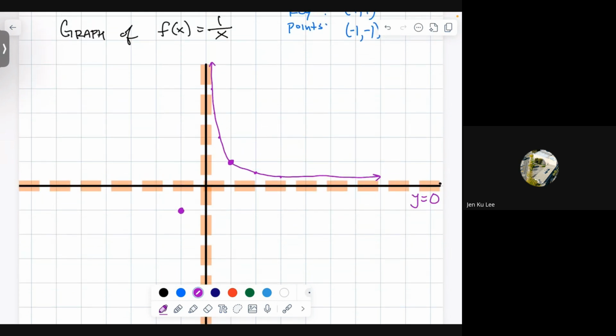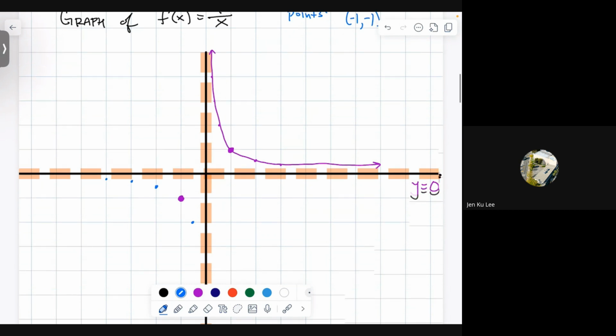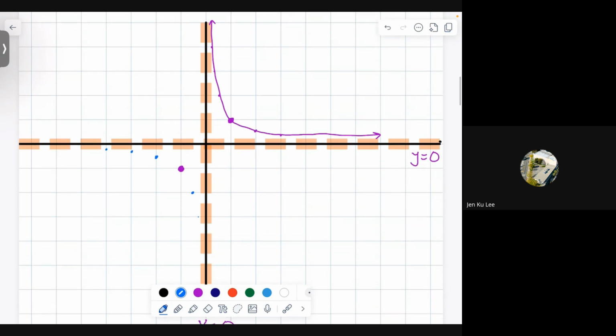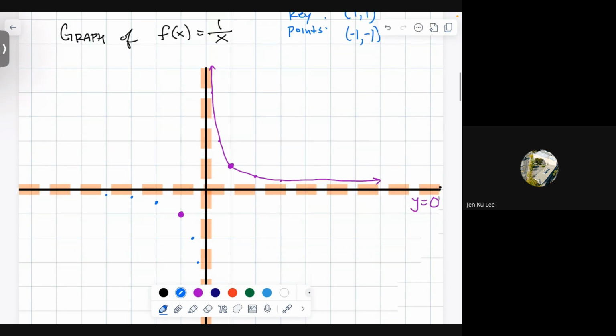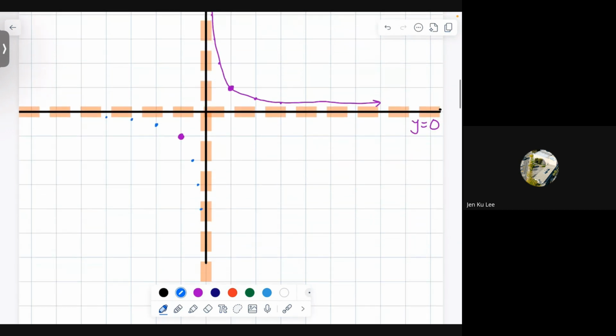And what if I plug in negative 2? What would I get into my function? Negative 1/2. If I plug in 3, negative 1/3. If I plug in 4, negative 1/4. If I plug in negative 1/2, I get negative 2. If I plug in negative 1/3, I get negative 3. Negative 1/4, I get 4, right?